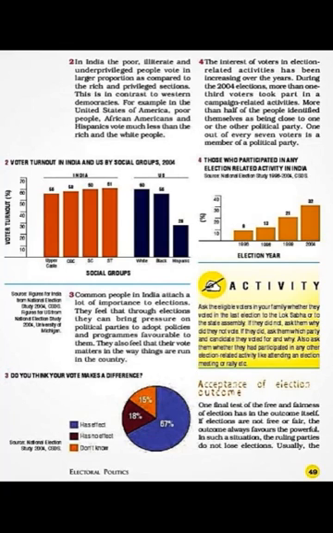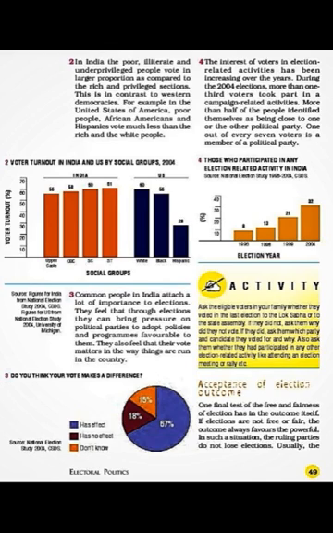Students, now on page 49, we were discussing the same topic, popular participation. In India, the poor, illiterate and underprivileged people vote in larger proportion as compared to the rich section of our society. This is in contrast to the Western democracies. In the USA, the poor people, the African Americans, the blacks, and Hispanics, meaning the Spanish speaking people, vote much less than the rich and the white people.